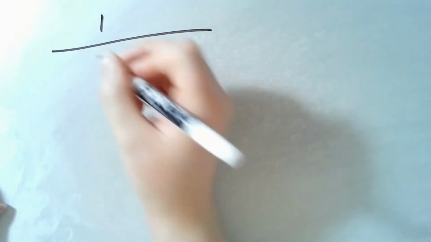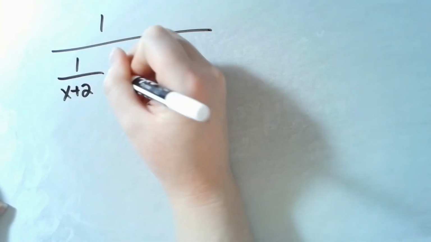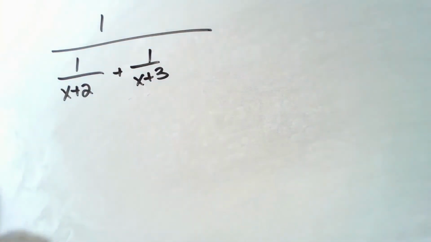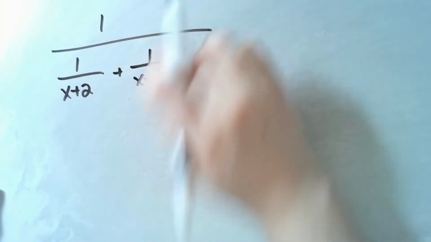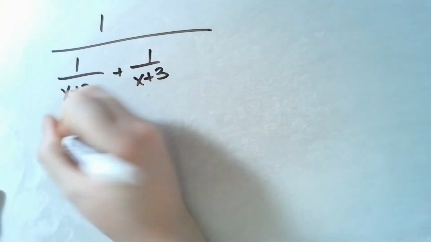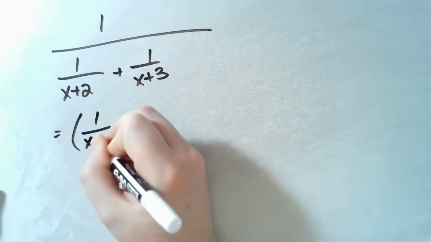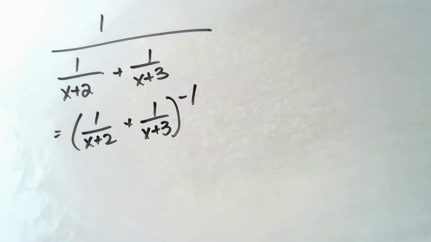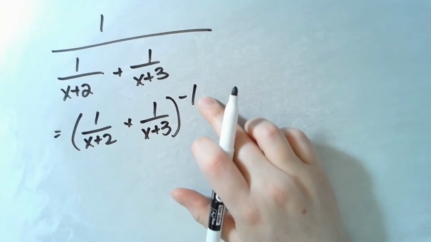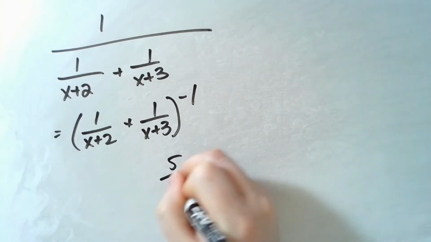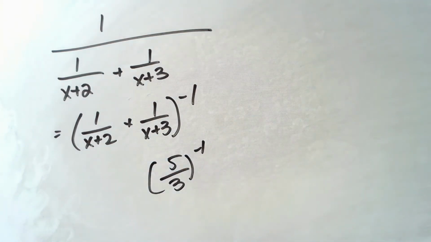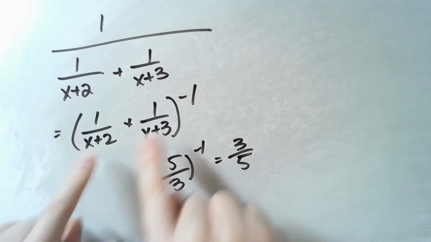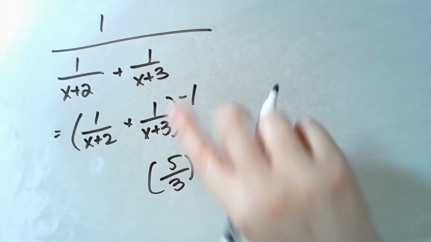So you have 1 over x plus 2 plus 1 over x plus 3. This 1 over at the top right here is exactly the same as the power of -1. So this is exactly the same as this. Thinking about your exponent rules, practically speaking, if I had, say, 5 over 3 to the -1, that's the exact same thing as 3 over 5. So I'm not going to worry about the -1. I'm just going to solve what's inside the parentheses, and then when I get to the very end, I'm just going to remember to flip them.